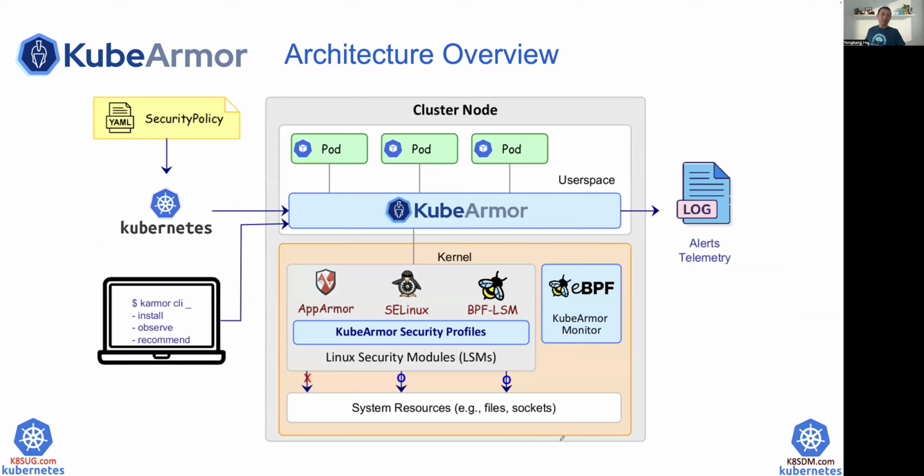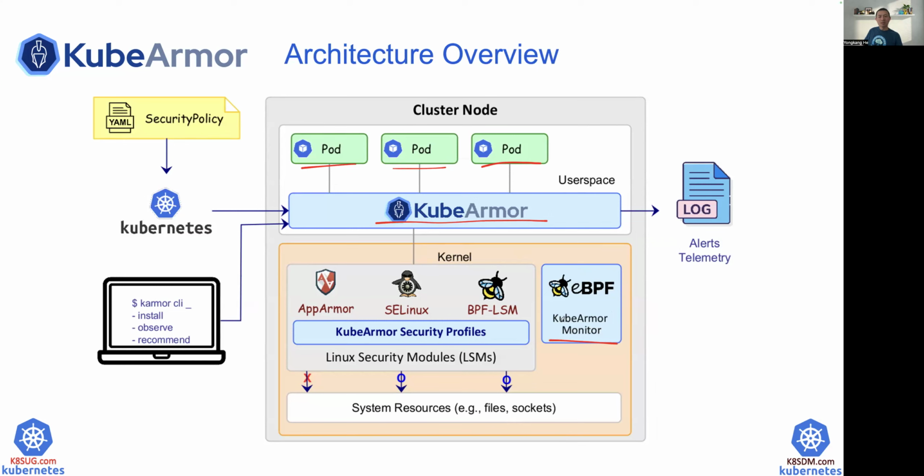I love Kubernetes, so let me use Kubernetes as an example to show you the architecture. You have a cluster running here, with KubeArmor deployed as a daemon set. You will see a couple of pods running in the user space, and eBPF is used to monitor and model the application behavior.